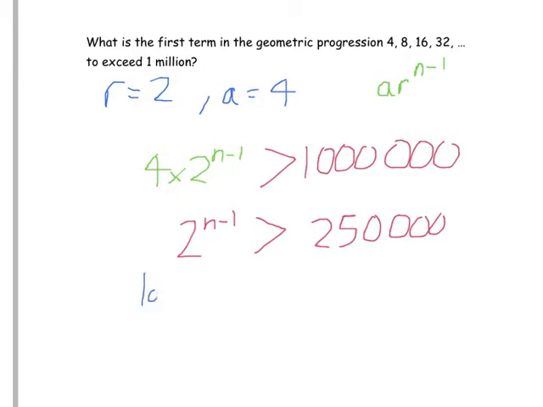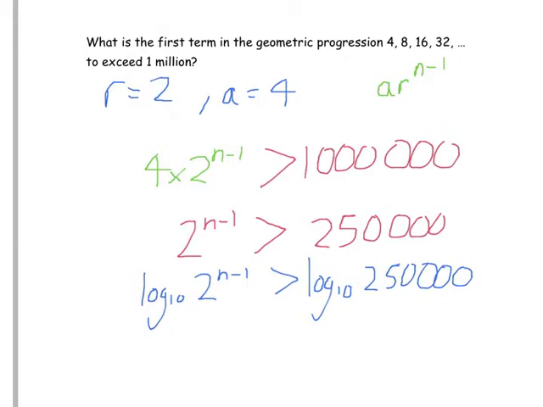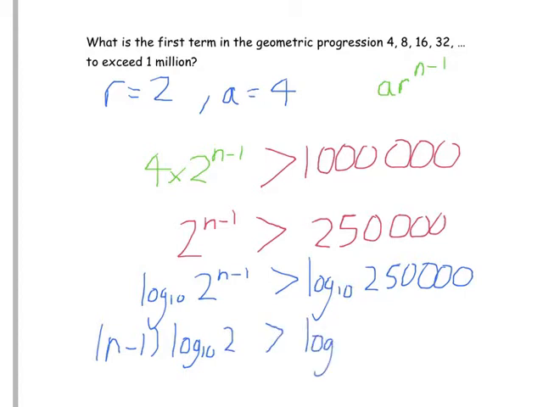So log to the base 10 of 2 to the power of n minus 1 and log to the base 10 of 250,000. Now, remember the power law from logs, where we bring the power n minus 1 down in front of the log. So we're going to have n minus 1 times log to the base 10 of 2 is equal to log to the base 10 of the number 250,000.